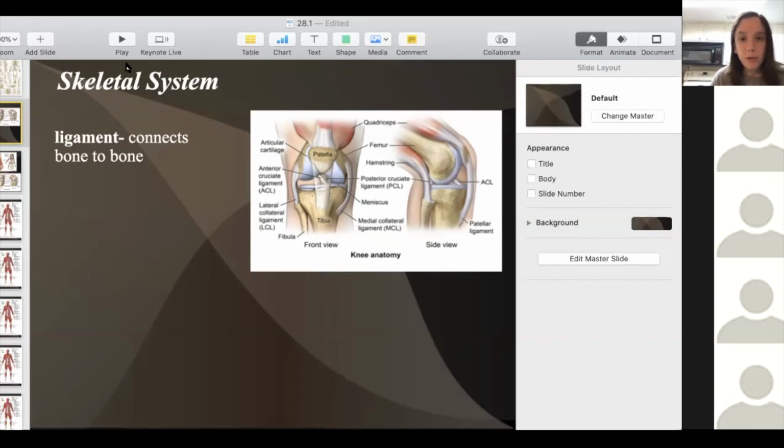Now, these don't heal very fast on their own. And so many times, if you've torn it, you need surgery to repair it because on its own, it can't regenerate. It needs to be stitched up for it to repair itself. And these can take weeks or even months to heal because the blood supply is not very good to ligaments and tendons. So they don't heal very quickly.